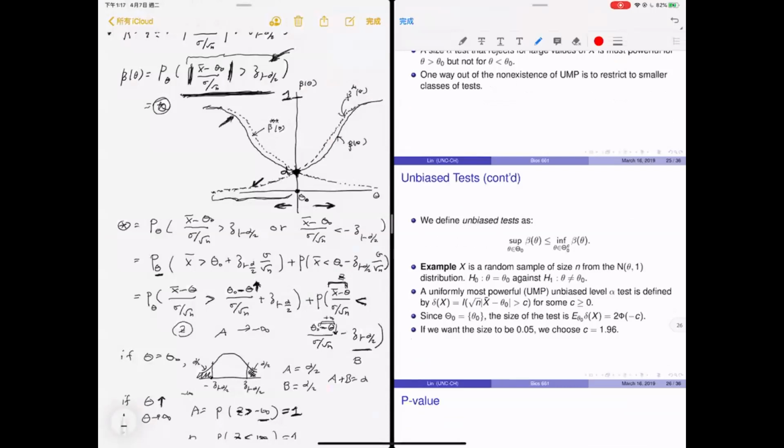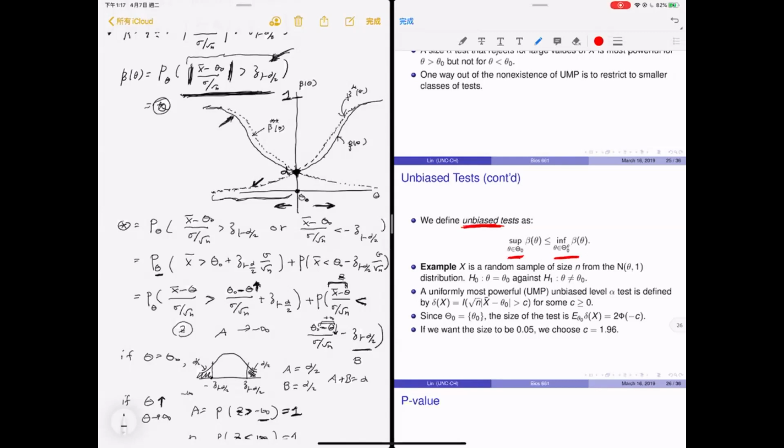Among the limited class of tests, my two-sided test is the most powerful. Then it says yes, and here comes the unbiased test. So the definition of an unbiased test is that the sup of your power function under the null space is going to be smaller than the inf of your power function in the alternative space. Look at a lousy test. You will see that kind of lousy test is going to be kicked out of this class.